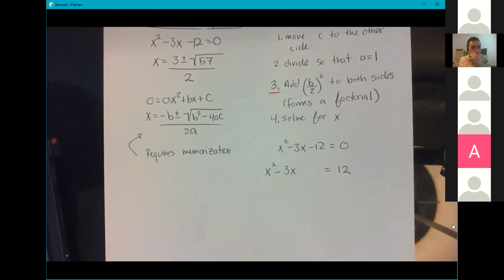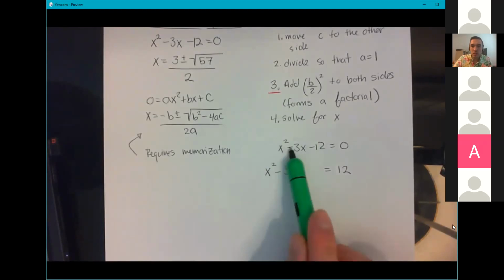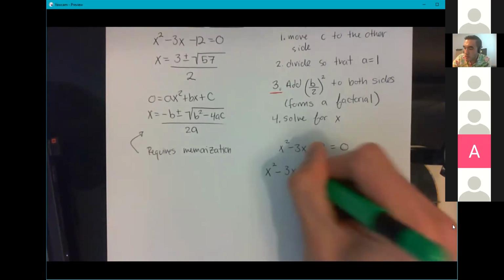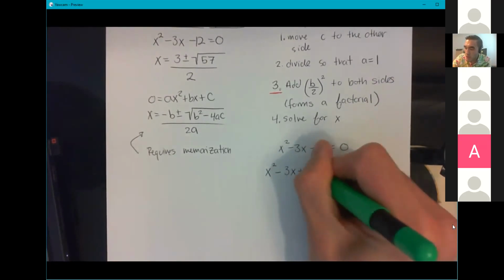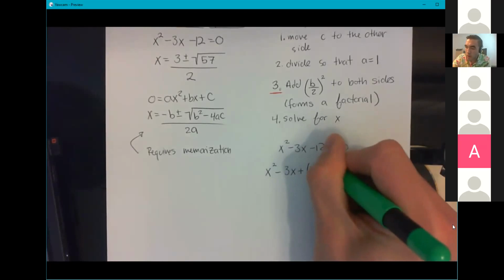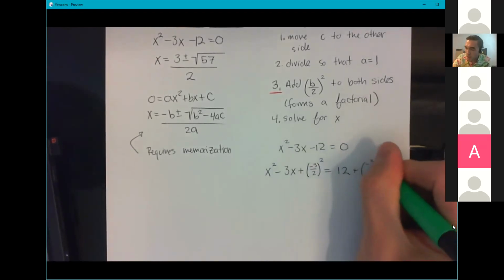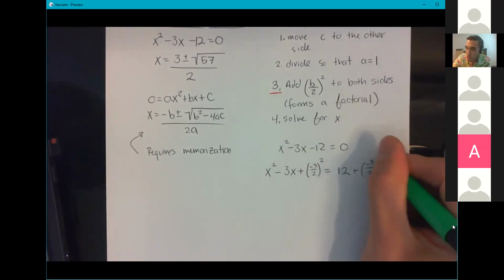Now I'm going to do the magic step of completing the square. I'm going to add b over 2 squared to both sides. Notice this is b, right? b is -3. It's the number that's tacked onto our x. So I'm going to add to both sides -3 over 2 squared.